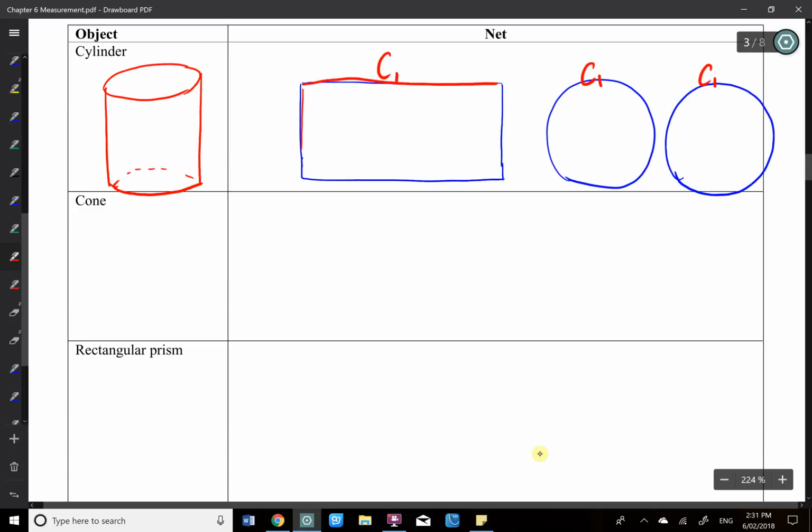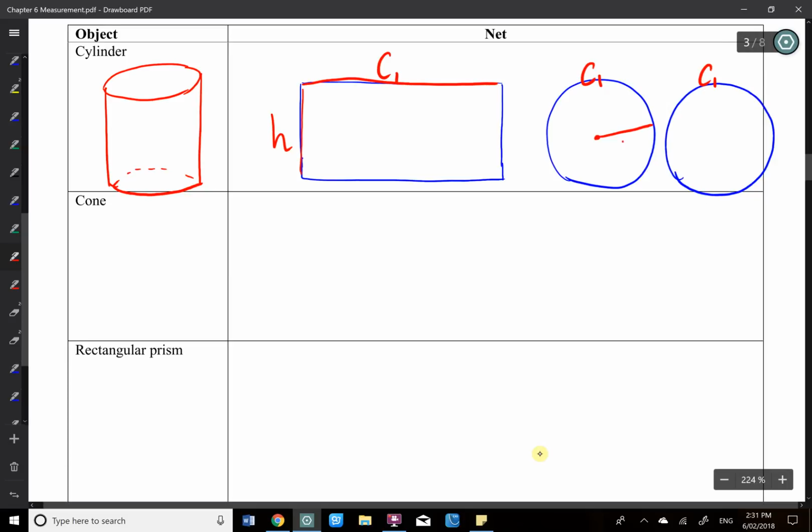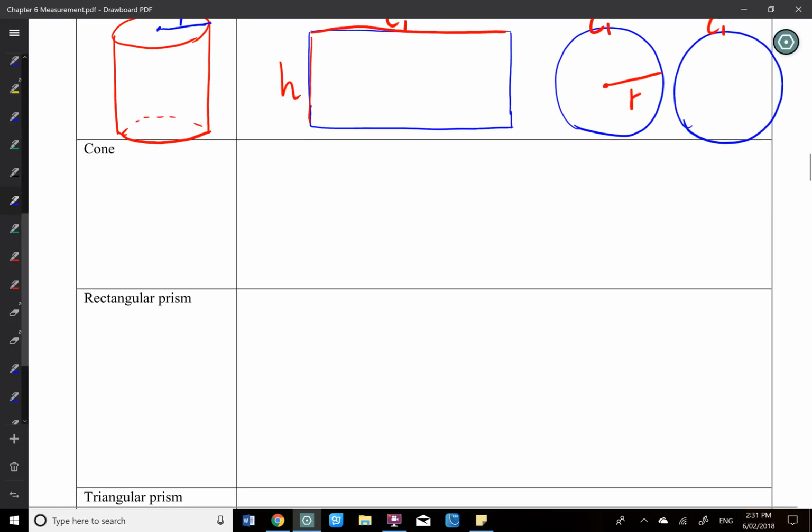And the width of this is called the height of the cylinder. Also we will have the radius as well. That's the center, and we will have the radius here. That's the net for the cylinder.